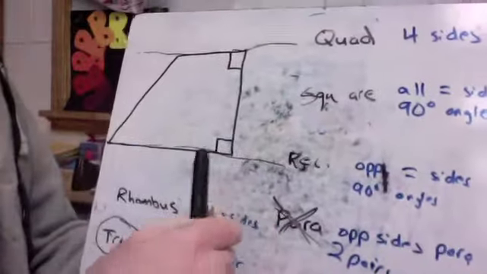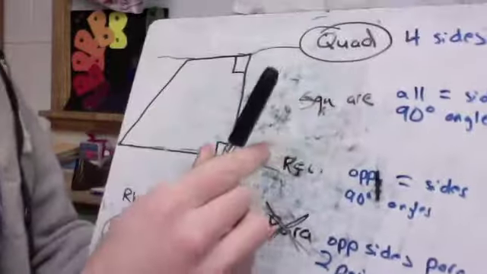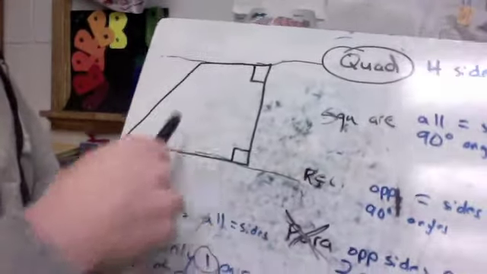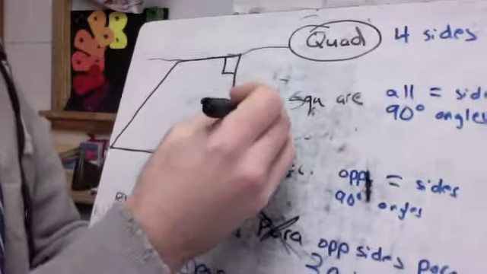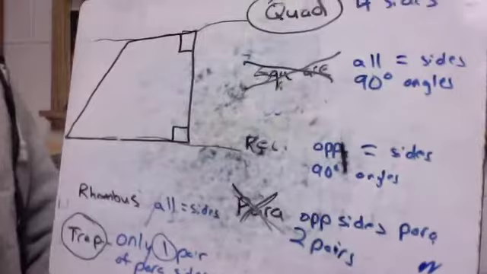Quadrilateral, 4 sides. Check. 1, 2, 3, 4. Okay. All right. Square, all equal sides. No, those sides are not all equal, so it's definitely not a square. I don't even need to go to the next part. I know it's not a square because all the sides aren't equal.